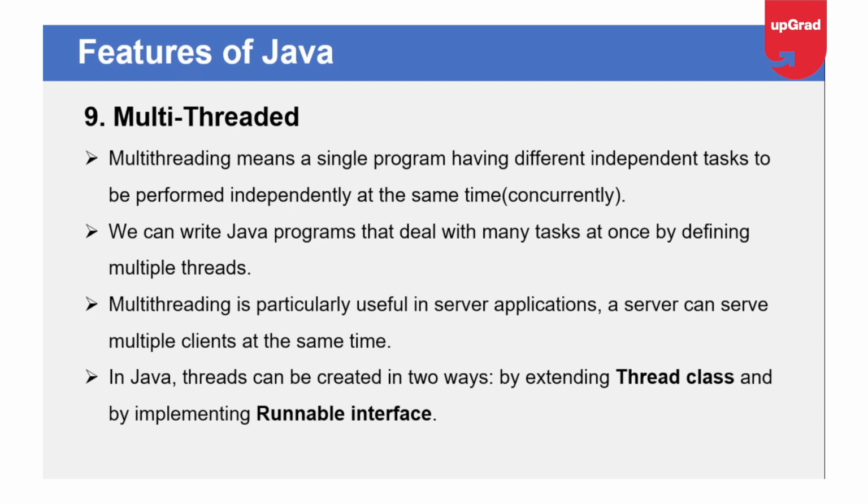Then Java is multi-threaded. By multi-threading, we mean that a single program can be divided into multiple independent tasks which can occur concurrently, which can be performed at the same time. We can make our Java programs deal with many tasks by defining multiple threads. Multi-threading is basically useful in server applications. A server can serve multiple clients at the same time.